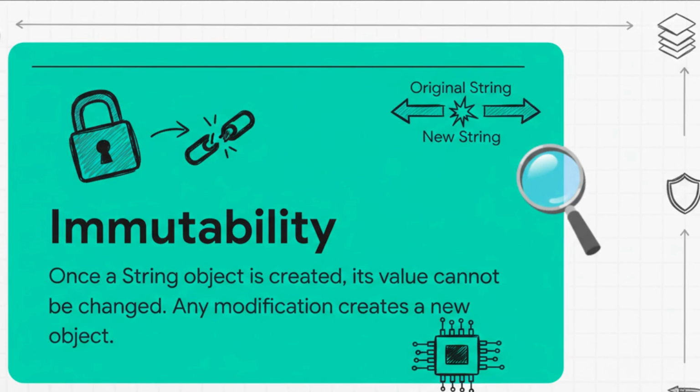It cannot be changed. So when you think you're modifying a string, like you're trimming it or adding to it, you're not. What's really happening is you're creating a brand new, completely separate string object every single time. And getting your head around this is absolutely crucial because it has huge implications for performance, memory, and even security.